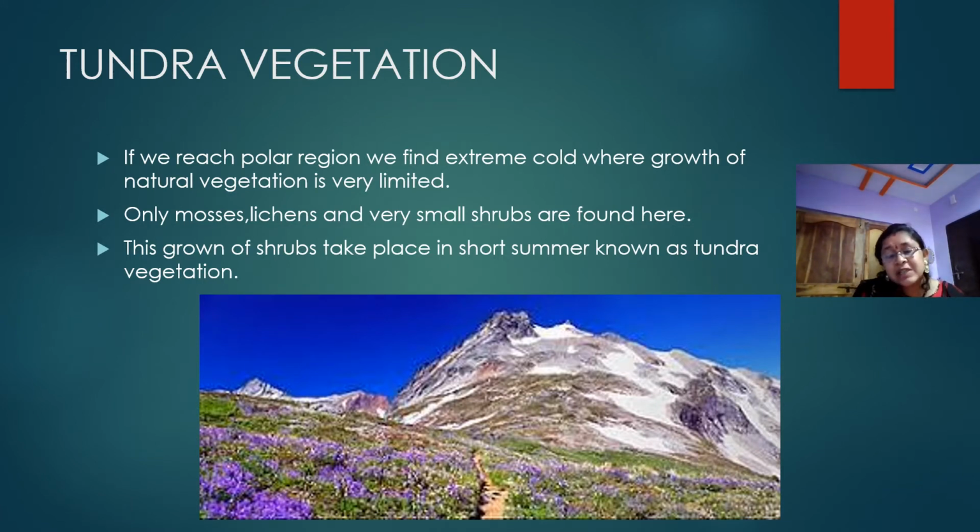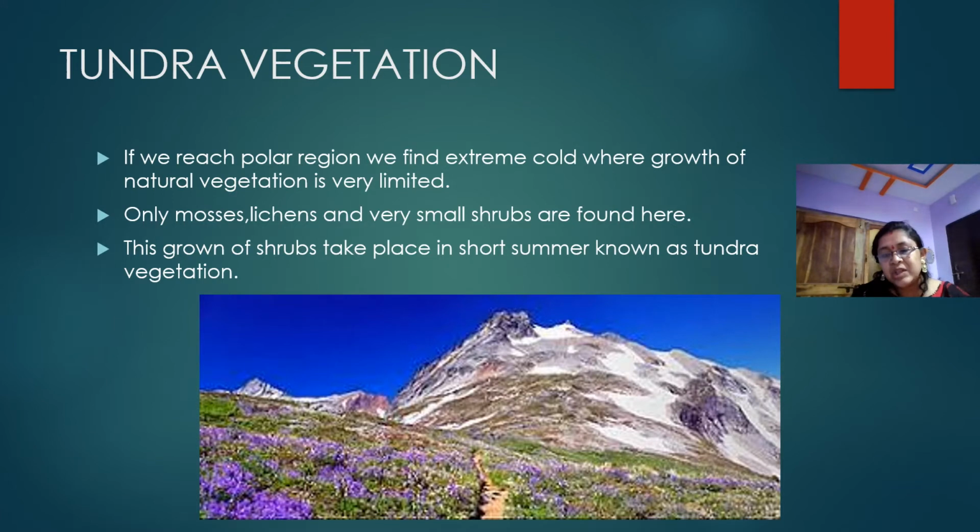In these tundra areas, we generally find some animals like seals, musk oxen, Arctic owls, polar bears, and some snow foxes. They have very thick skin. The animals surviving in these polar regions have very thick skin.